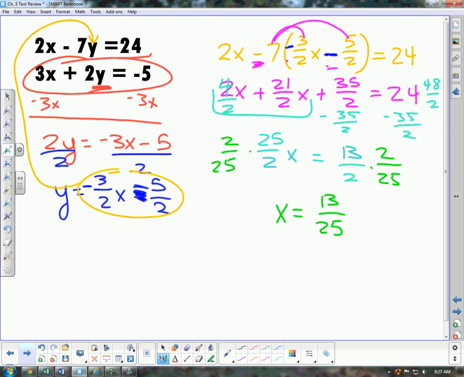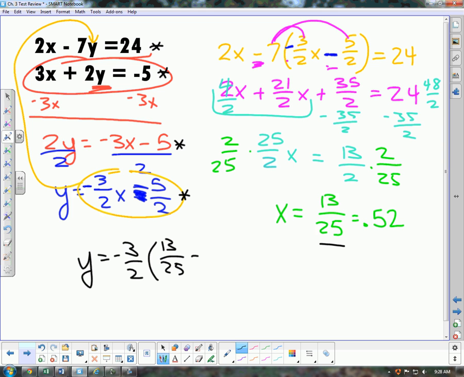And if you had to go decimal on it, that would be 0.52. And it would be exactly 0.52. And now that we have that answer, then we can substitute this answer into any one of our equations, this, that, or that one, actually this one down here, to come up with our other answer. And we are going to use this blue one here, so y equals a negative 3 halves times 13 over 25 minus 5 halves.